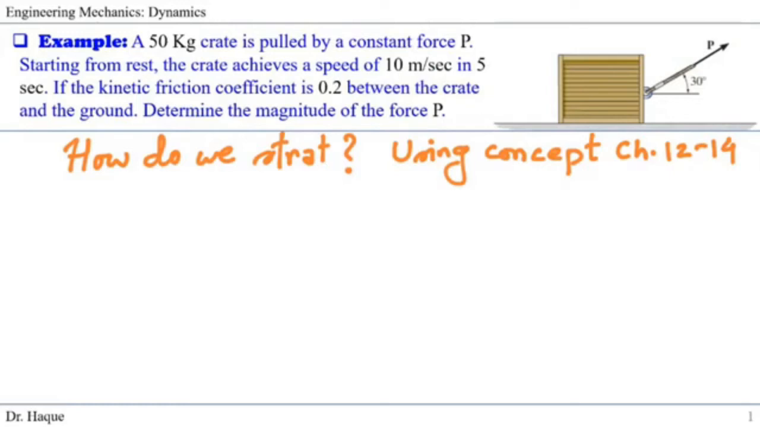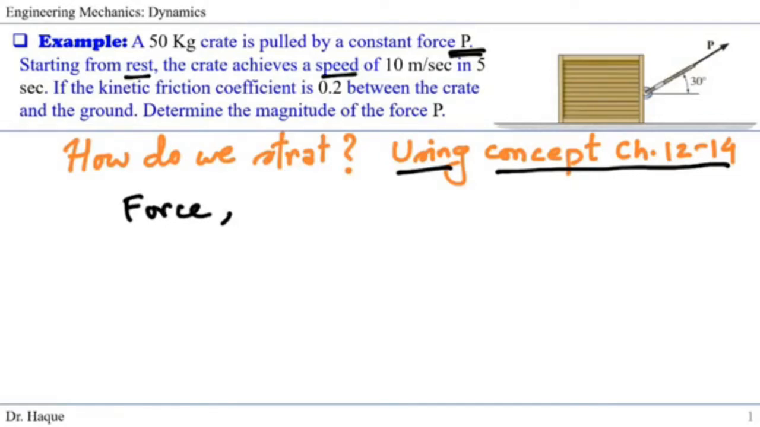In the first case, we're going to use the concepts from chapter 12 to chapter 14. In this problem, we're looking for a force P. Force, so that's one thing. We have a force. And starting from rest, we have a change of speed within 5 seconds. So there's also an acceleration, right? Change in velocity gives you acceleration. So I have acceleration.